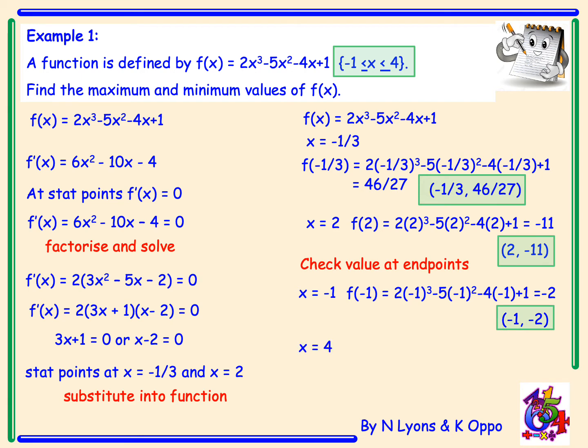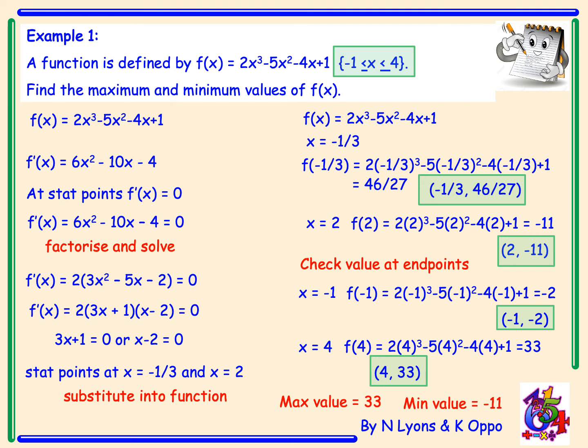I'm then going to go to the other endpoint, which is x equals 4. f at 4 equals 33. So I'm considering the point 4, 33. Now the question says find the maximum and minimum values of f of x within this restricted domain. So the maximum value equals 33, and that occurs when x is 4, and the minimum value equals negative 11, and that occurs when x equals 2.